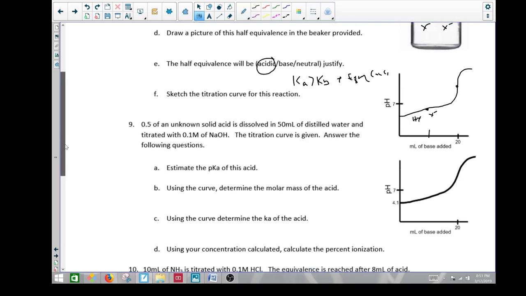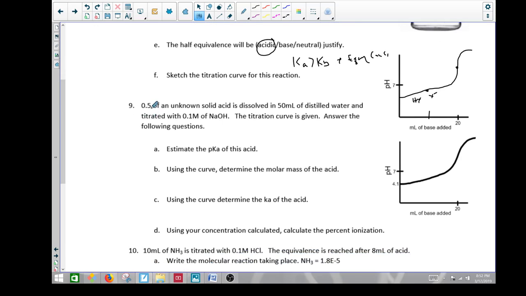All right, 0.5 grams of an unknown solid acid is dissolved in 50 milliliters of water and titrated with 0.1 molar NaOH. The titration curve is given. So once again, we're right here, 20 milliliters. Estimate the pKa. Well, the pKa is probably right here, let's just say 5. That's where I would cut across here and say right in the middle is the halfway point, the pH at the halfway point, or the general buffer zone. Using the curve, determine the molar mass of the acid.